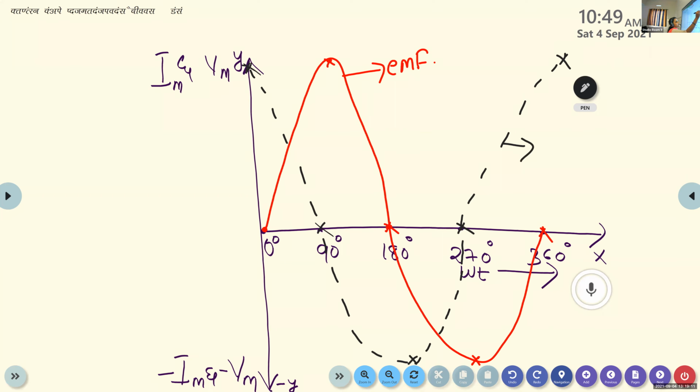Dotted line represents the value of current. So this is the graphical representation for AC voltage through capacitor. From the graph itself, it is very clear that here the current leads the EMF. Current is starting from a positive Im value, but here the EMF is starting from 0.